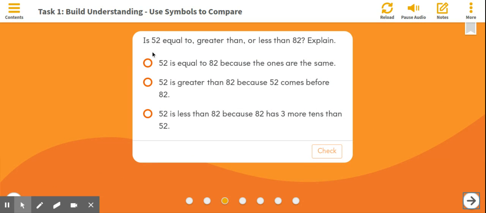Is 52 equal to, greater than, or less than 82? We just said 52 is less than 82 because 82 has 3 more tens than 52 does. So we know if 82 is more than 52, then 52 is less than 82.